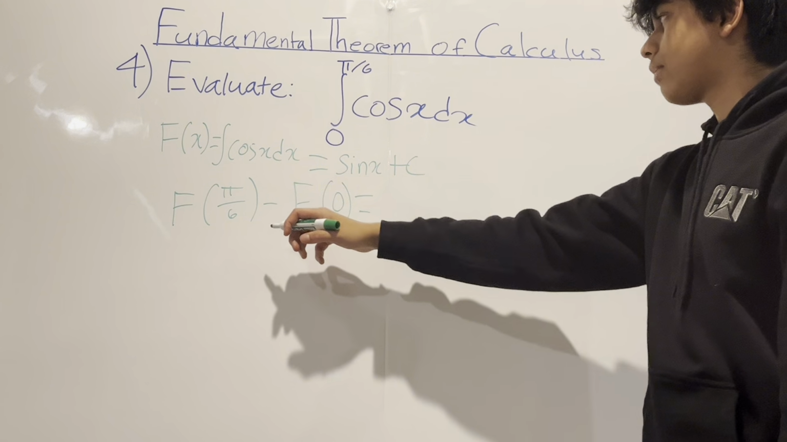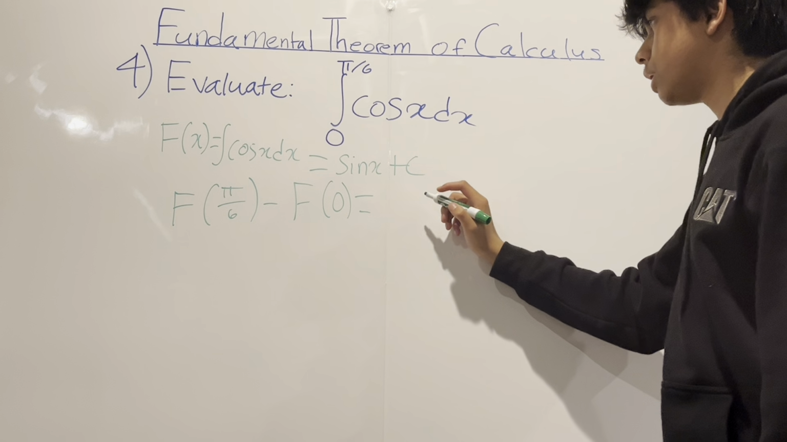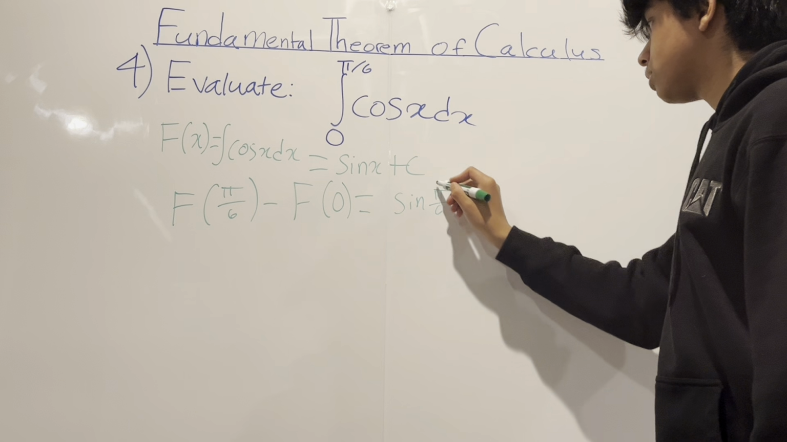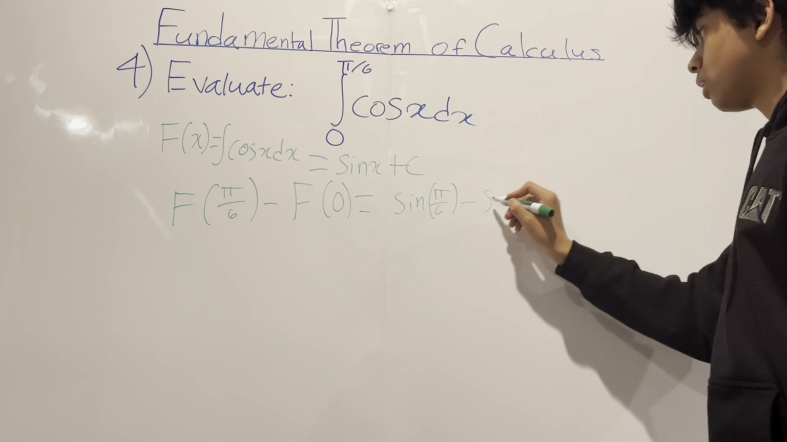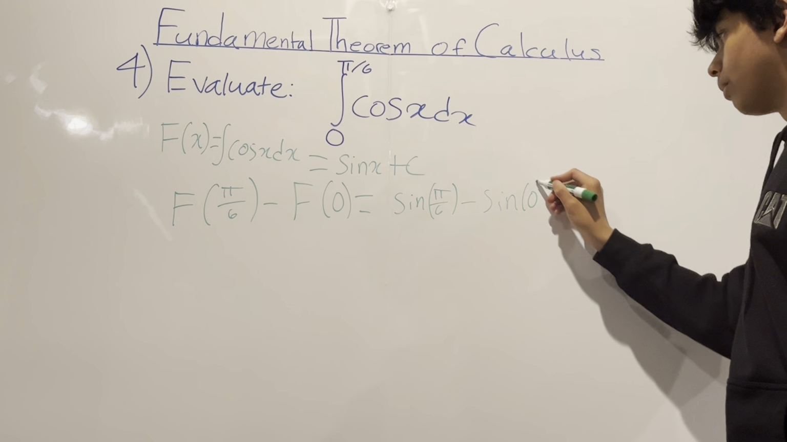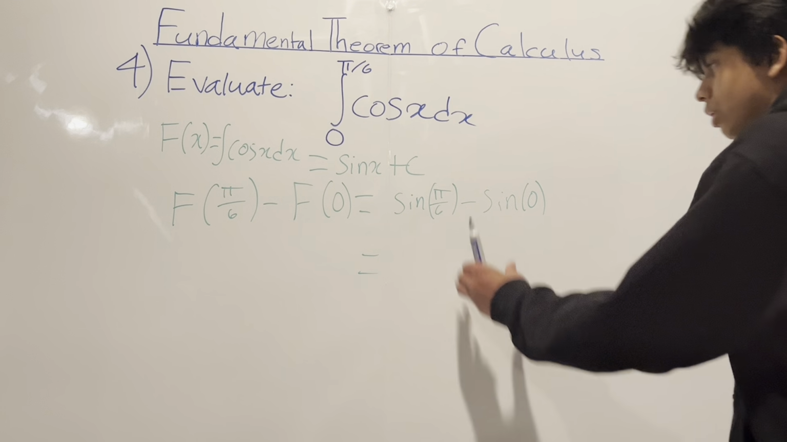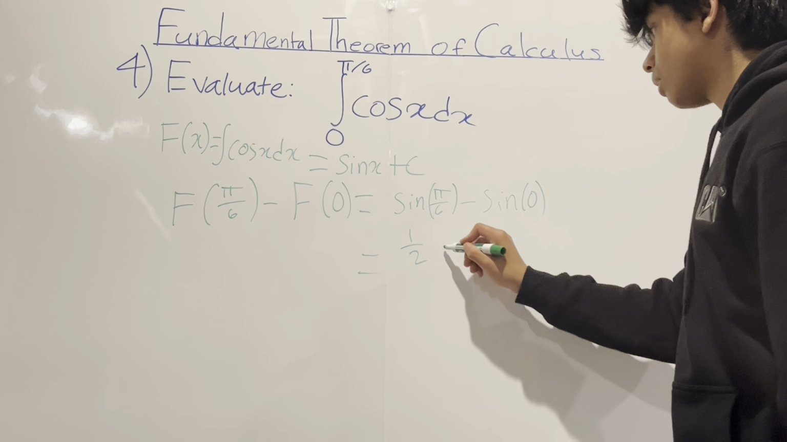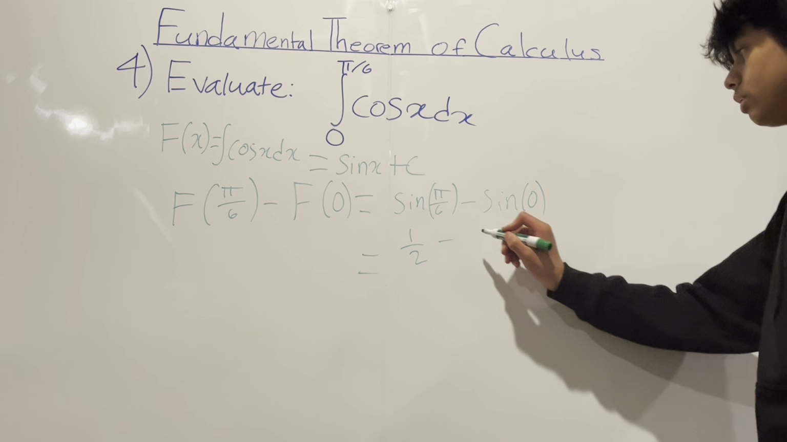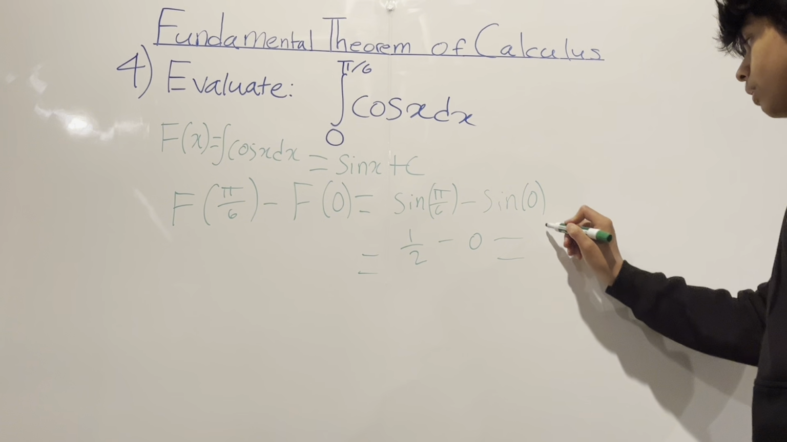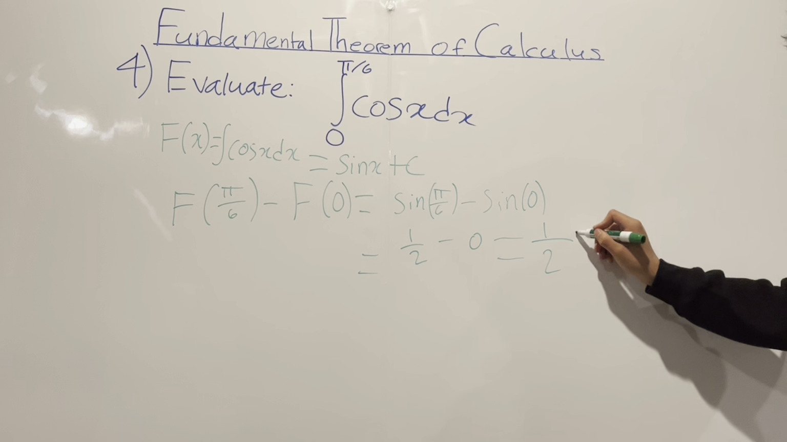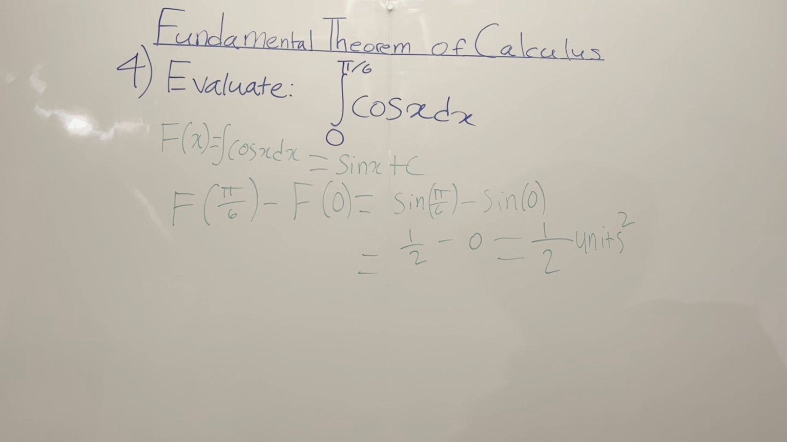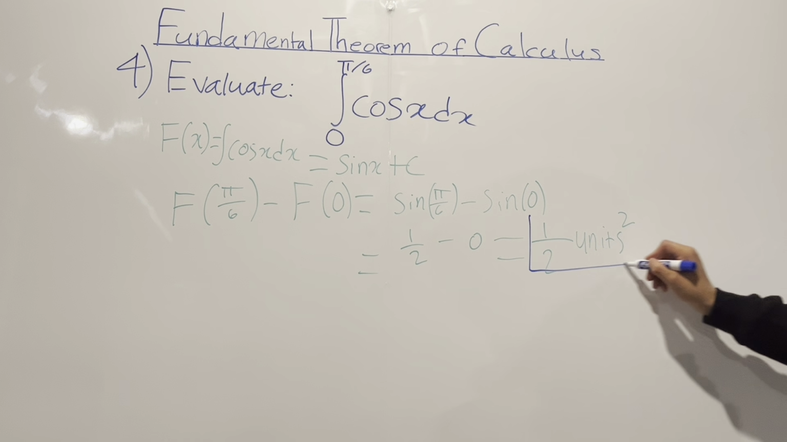Okay, so now let's plug in pi over 6 into sine, because we're ignoring plus C. Sine pi over 6 minus sine 0. And now this is going to give us, if you remember your unit circle, sine pi over 6 will give you 1/2, minus sine 0 will give you 0. So the final answer is 1/2 units squared. And that is the final answer.